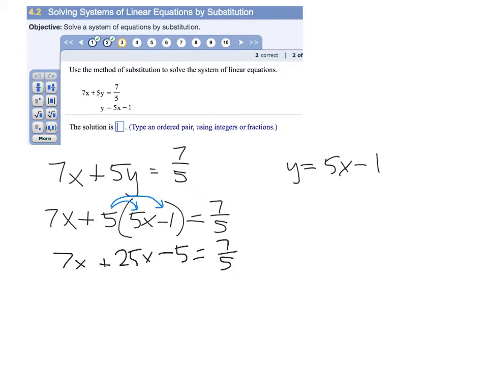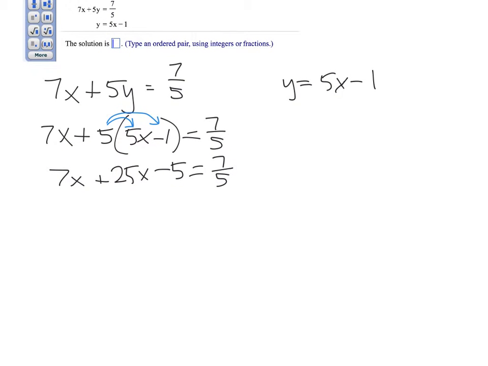And then we can combine like terms. So this gives us 30x minus 5 is equal to 7/5. And we're going to add 5 to both sides. And so the left side is going to be 30x equals.